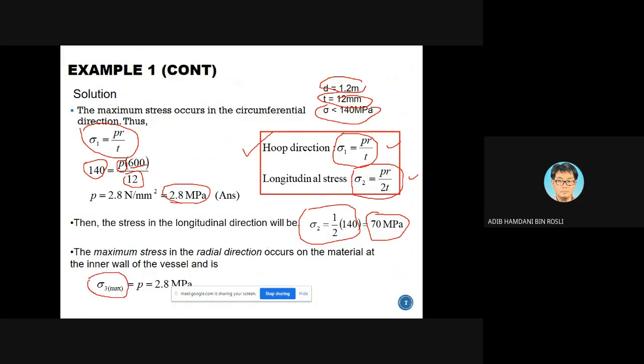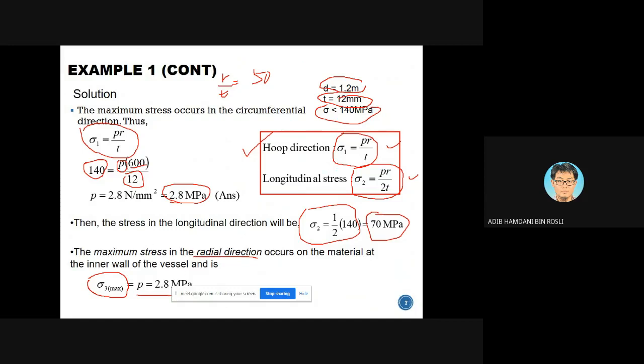I told you that you have the third one, the radial stress, right? So the radial stress will be the P itself, which is 2.8 megapascal. Can you see that sigma 3, which is the P, is 2.8 megapascal, because of the ratio of R over T, the radius over thickness ratio of 50, which is quite big.